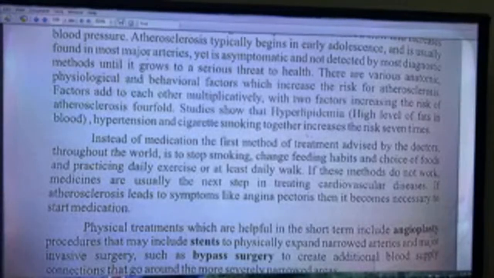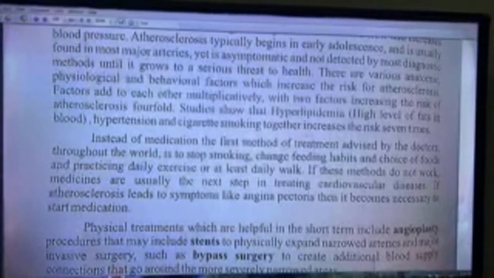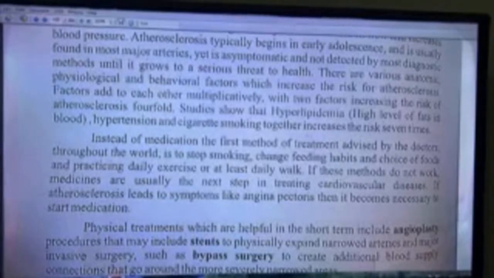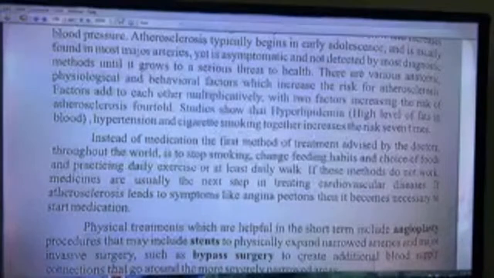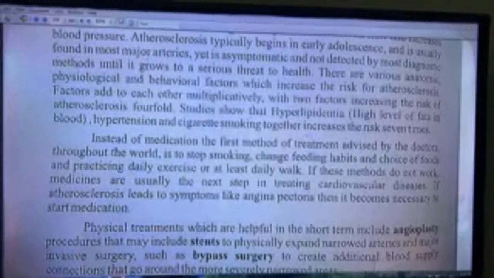Atherosclerosis typically begins in early adolescence and is usually found in most major arteries, yet it is asymptomatic and not detected by most diagnostic methods until it grows to a serious threat to health.